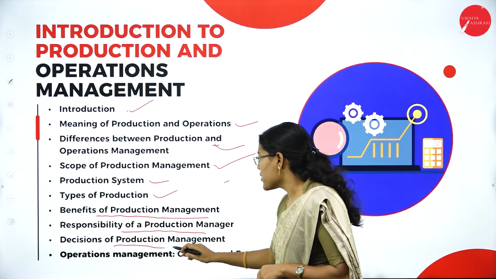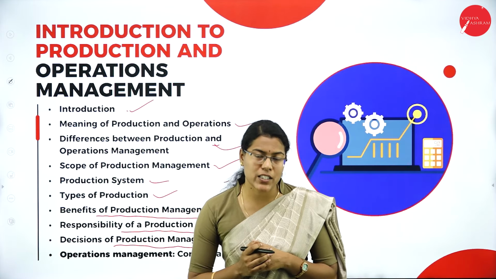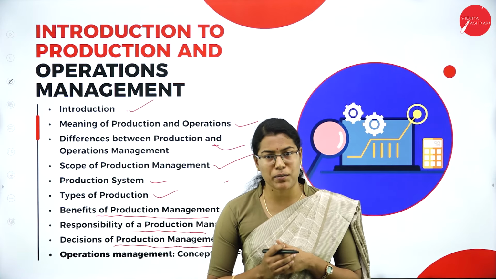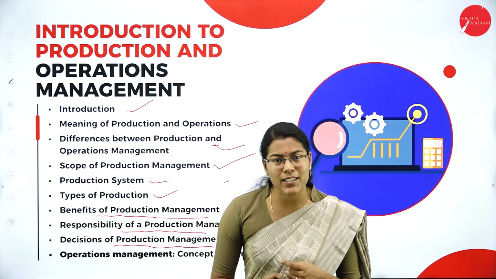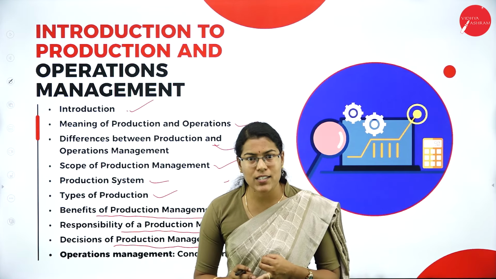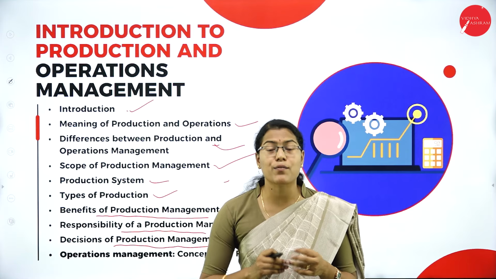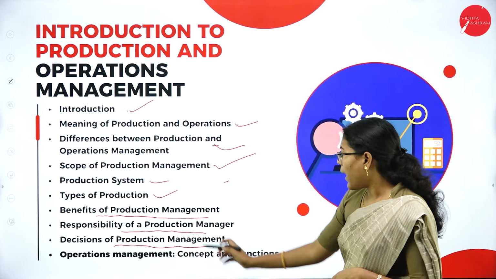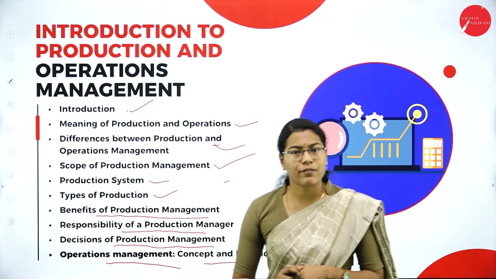Then the decisions of production management. So mainly there are three types of decisions that are taken by a production manager. It is usually the long-term or strategic decisions, tactical decisions which are for the short term, as well as the operational decisions for the day-to-day operations. And operations management concept and functions.